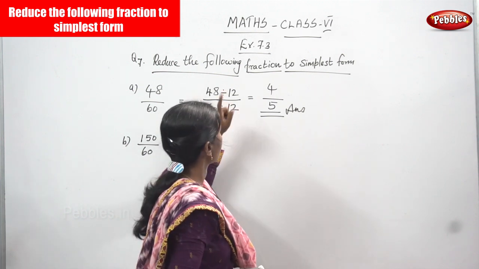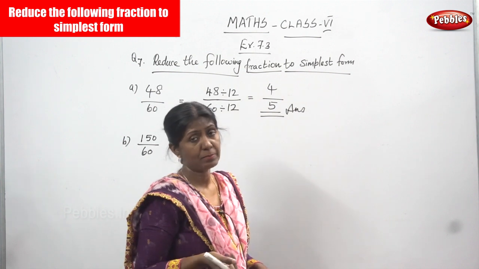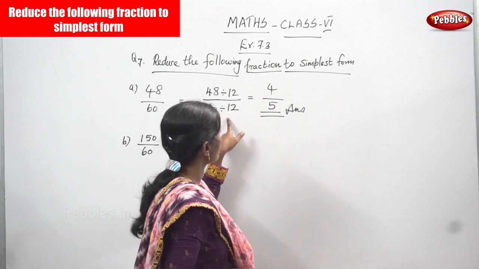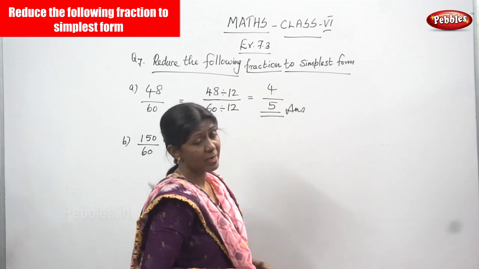So 48 is divided by 12, so you must use the 12th table. 12 4s are 48, so I've written 4. And 60 is divided by 12, so 5 12s are 60. So the answer is 4 by 5.